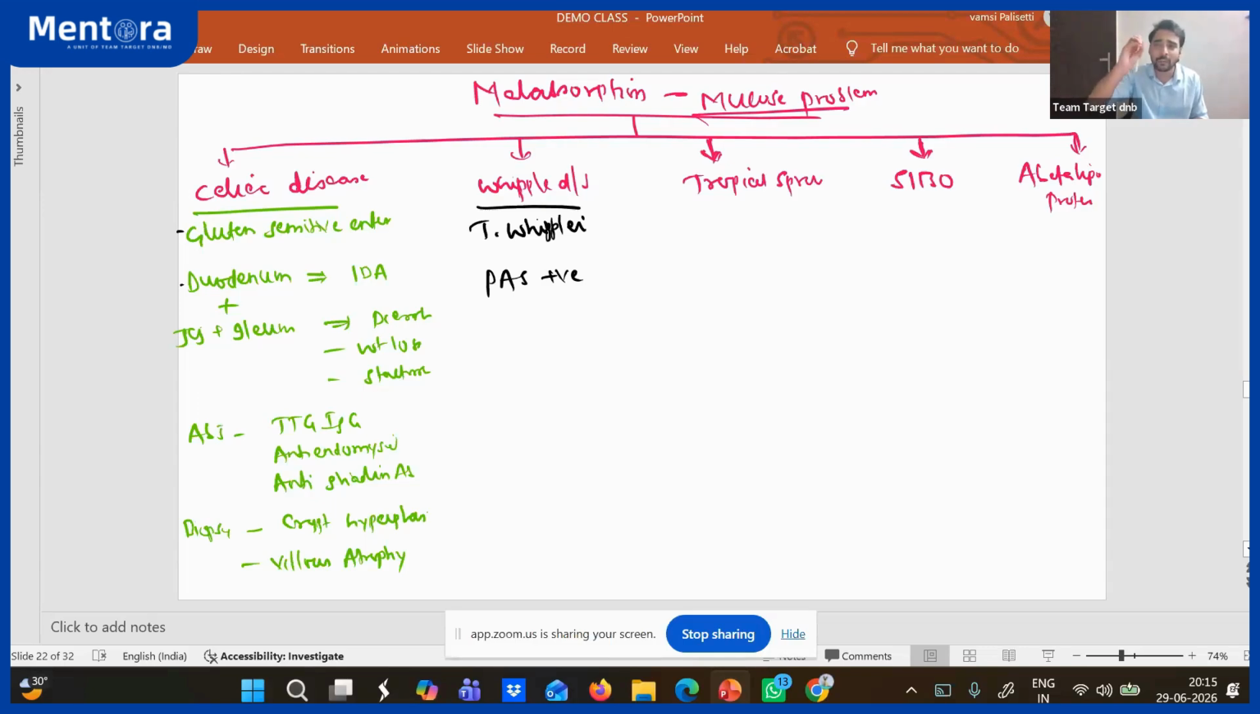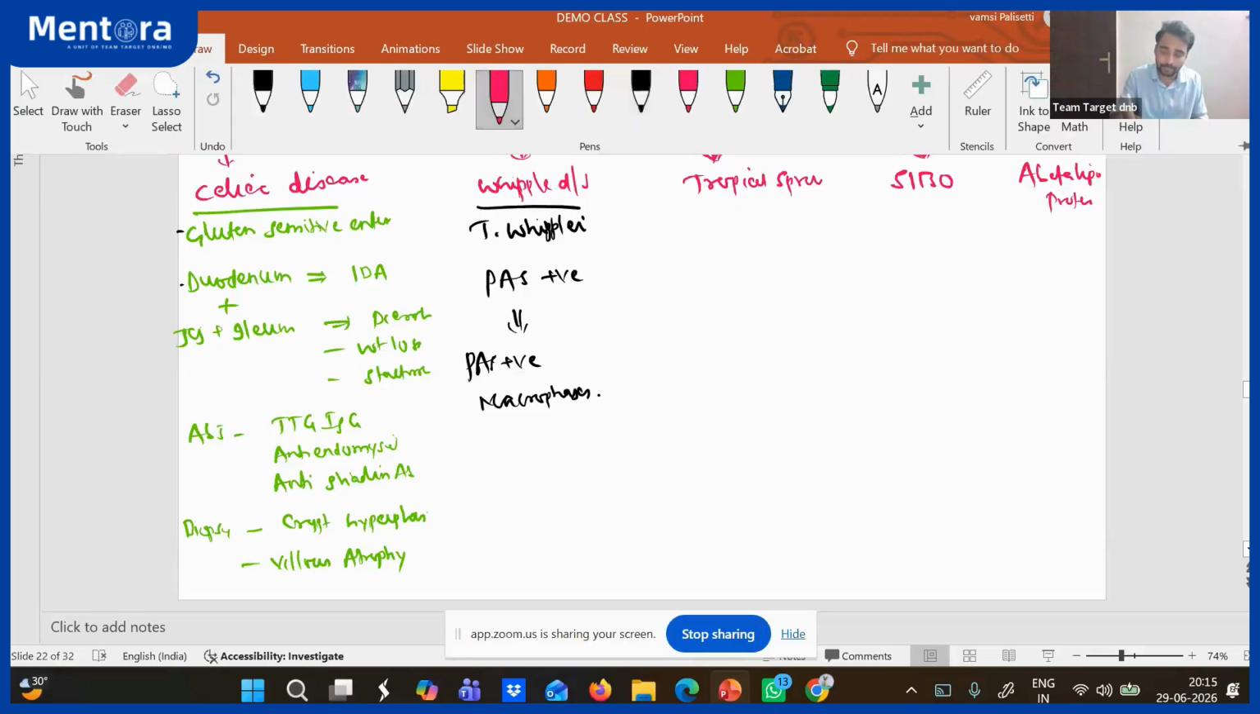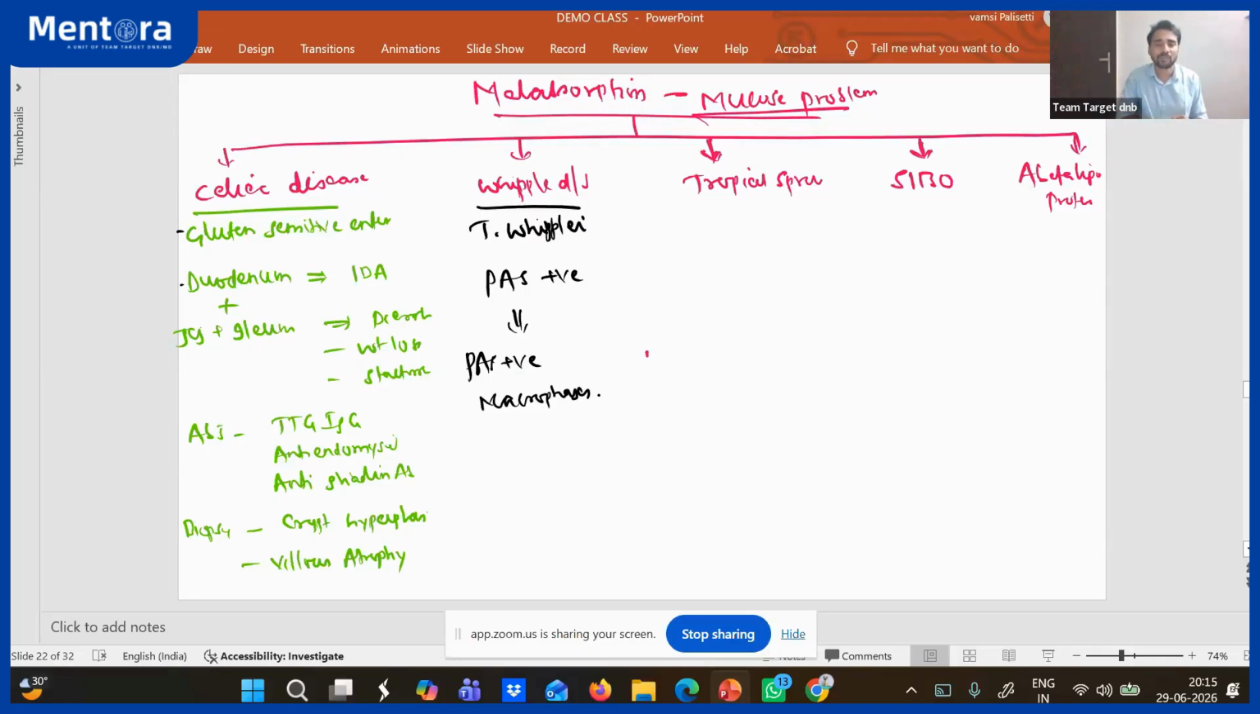Whenever you do the biopsy and you do this PAS stain, you will find what are called PAS positive macrophages. Very, very important. But another very important thing I want to mention here, in Whipple disease, the patient will have chronic arthritis. Very important. The patient will have chronic arthritis, and after some 5 years only, the patient develops malabsorption symptoms.